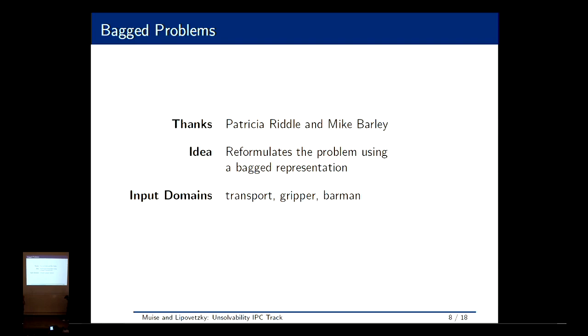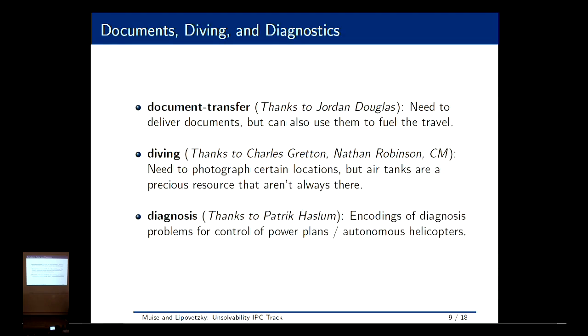More domains, bug problems. Thanks to Patricia, Mike, and Santiago as well, sorry that we're missing them there, for the idea of reformulating the problem using a bug representation, and they get unsolvable instances as well. We have bug transport, bug reaper, and bug barman. And another set of problems, document transfer. This is thanks to Jordan Douglas. You need to deliver some documents, but you can use these documents to fuel a train. So, if you don't have enough documents, you don't have enough energy.